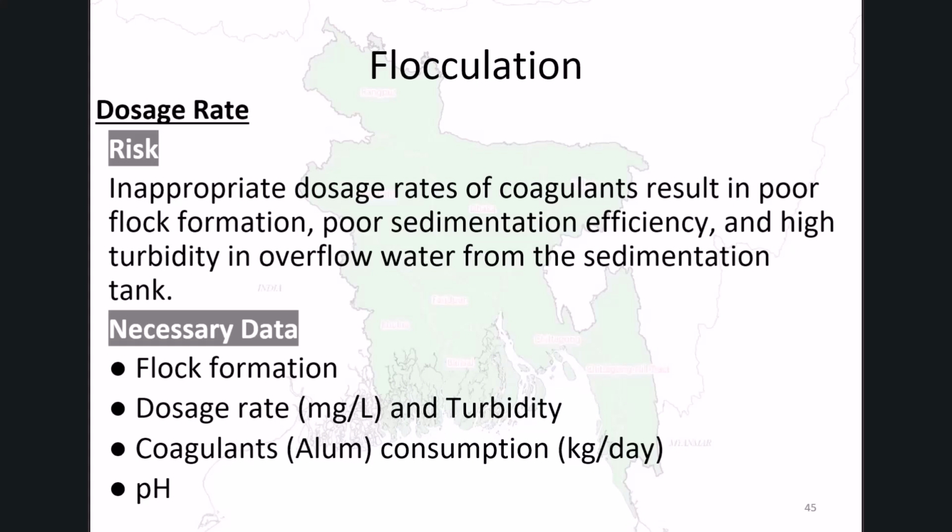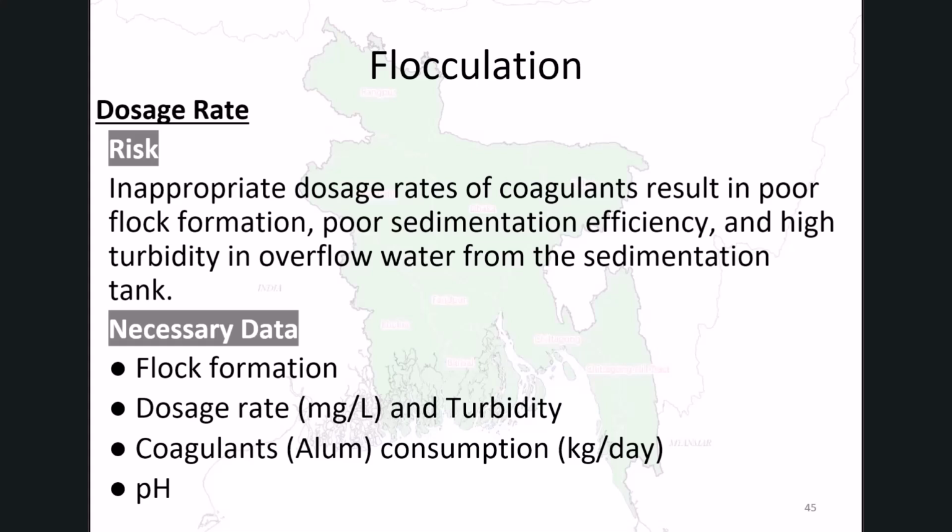Inappropriate dosage rates of coagulants result in poor floc formation, poor sedimentation efficiency, and high turbidity in overflow water from the sedimentation tank. If the dosage is inappropriate, either too low or too high, flocs do not form well. This leads to poor sedimentation efficiency and high turbidity entering the RSF.